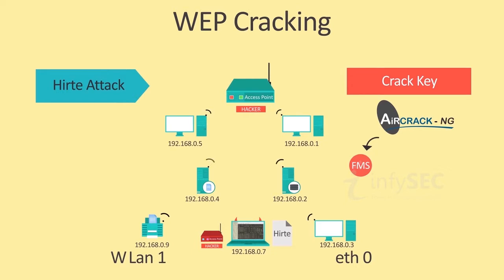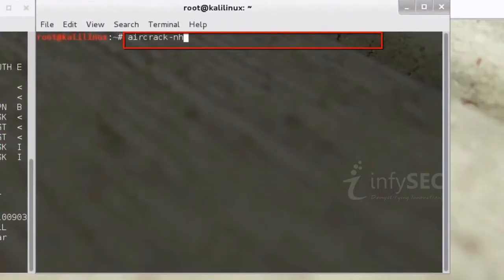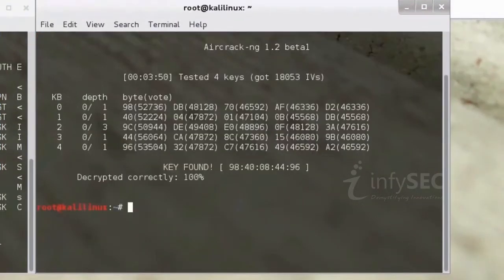Aircrack-ng uses FMS and PTW attacks, which are a form of cryptanalysis for attacking RC4 stream ciphers and do not need too many IVs, that is packets, to crack the key. Thus, the WEP key is cracked using the PTW method.